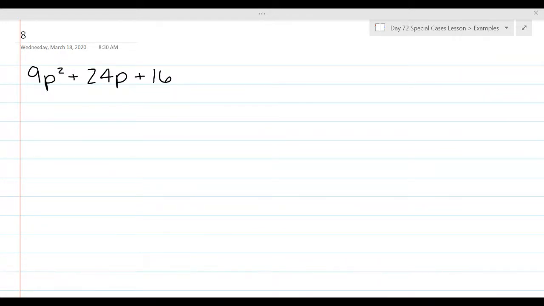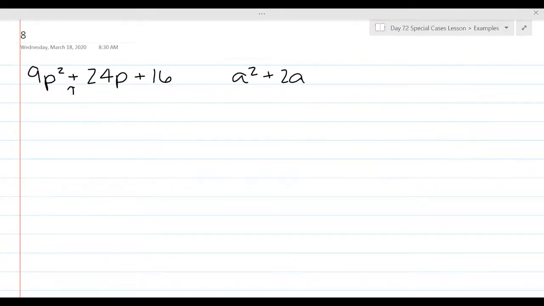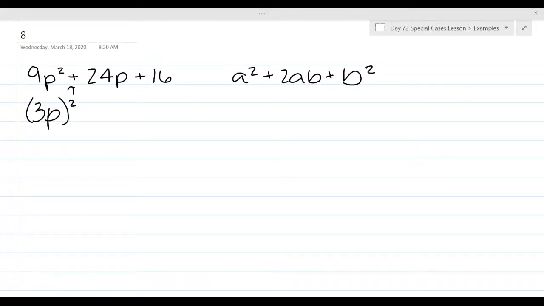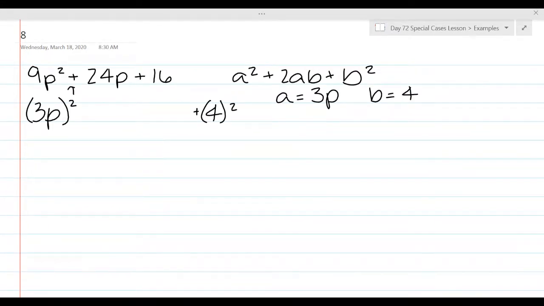So our last example, again, we have a plus sign here. So this is going to be our second special case: a squared plus 2ab plus b squared. We have to take the square root of 9, which is going to be 3p squared. Square root of 16 is 4, so we've got plus 4 squared. So a equals 3p, b equals 4.